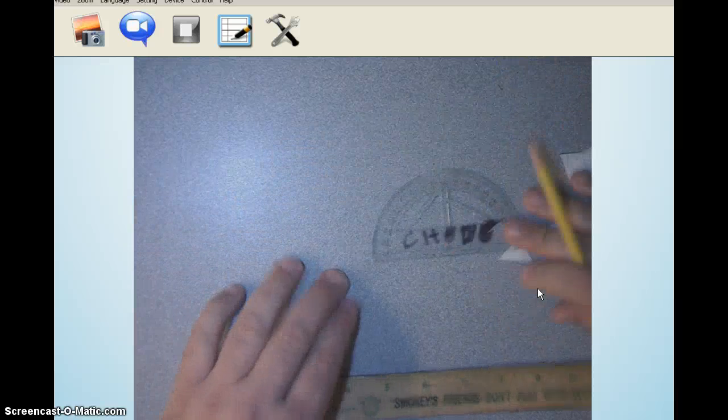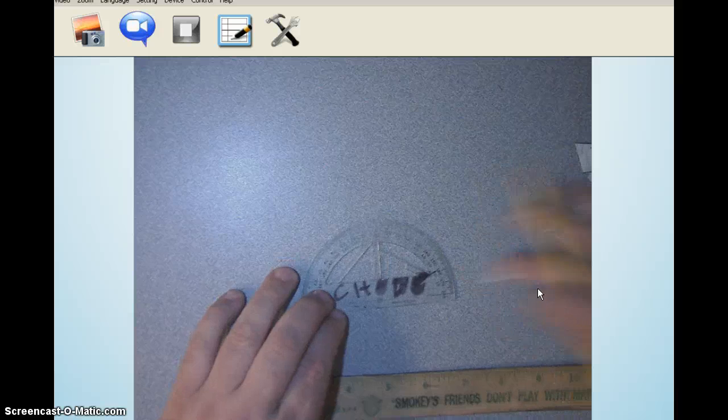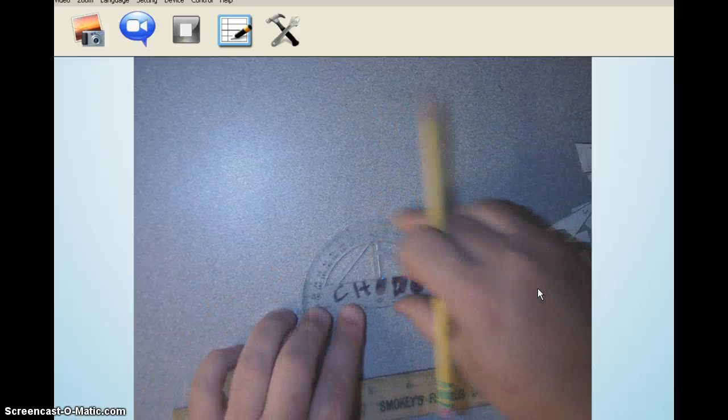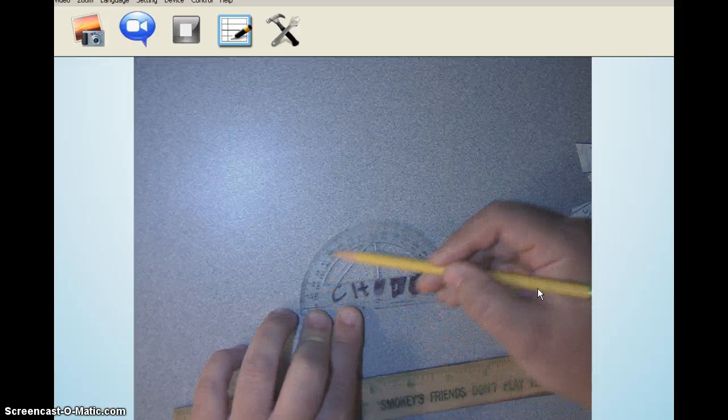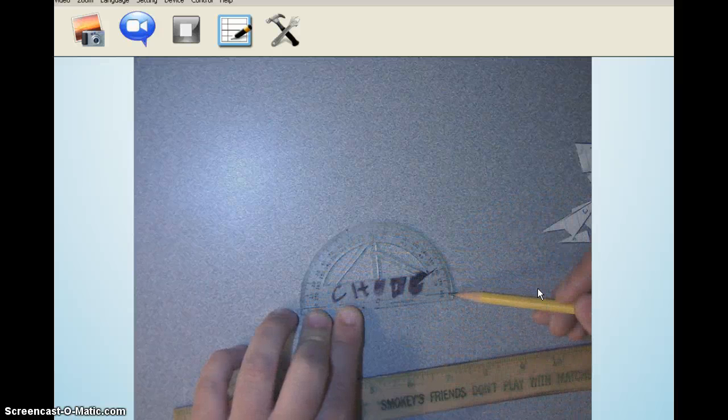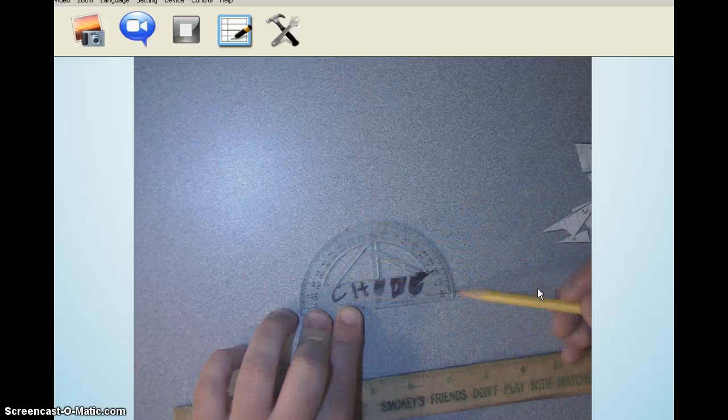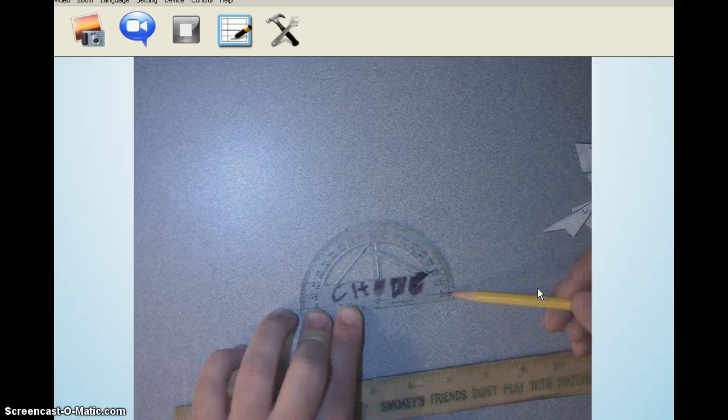What is the measure of a line? How many degrees does that measure? Well, we can look at our protractor here. If we start at 0 and we go all the way around to the other side of that line, that's halfway around a circle. So it's 180 degrees. Half of a circle is 180 degrees.